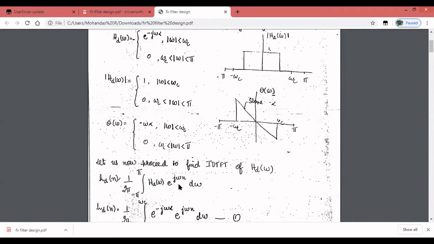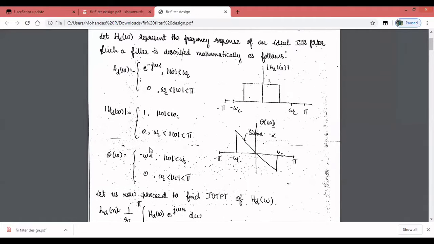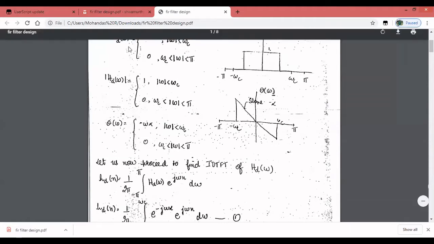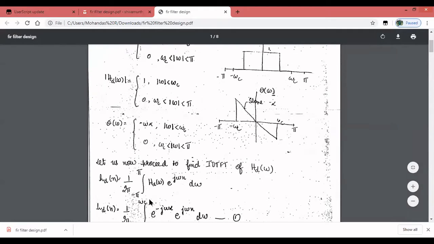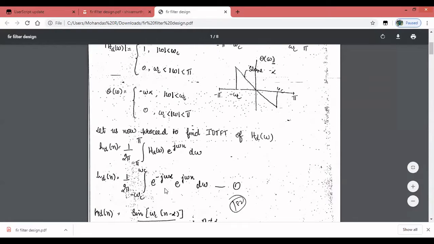We know the DTFT formula. In that formula, we are trying to obtain the IDTFT of Hd of omega, multiplied by e to the power of j omega n d omega. And we know what Hd of omega is from the mathematical expression: it is e to the power of minus j omega alpha. Substituting in the formula, it becomes 1 by 2 pi times the integral from minus omega c to plus omega c of e to the power of minus j omega alpha into e to the power of j omega n d omega.